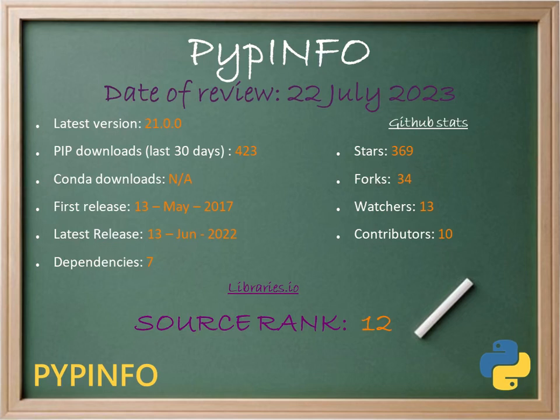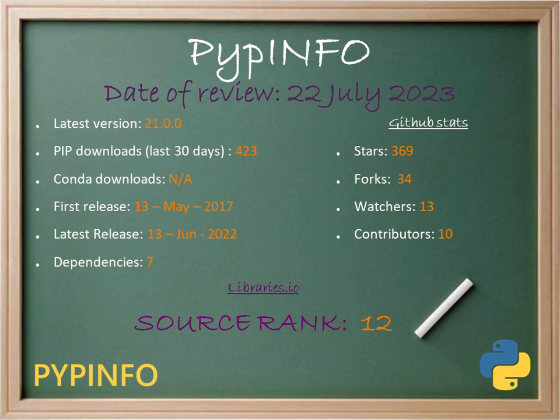There is no Conda installation of this package. In the last 30 days to date, this PYPINFO package has been downloaded 423 times. It has 7 dependencies, and on GitHub it has 369 stars, 34 forks, 13 watchers, and 10 contributors. The source rank on libraries.io is 12.